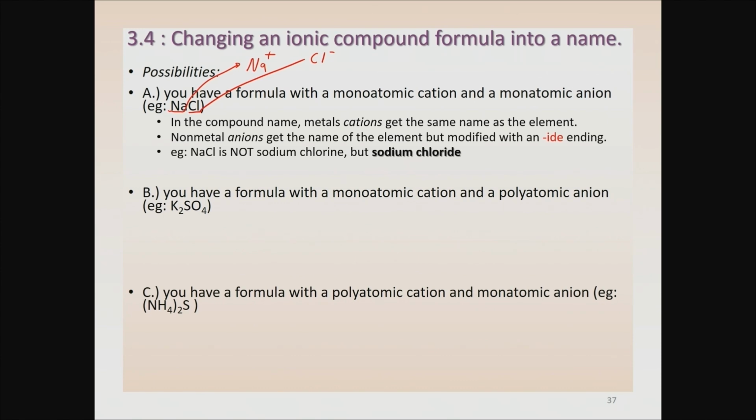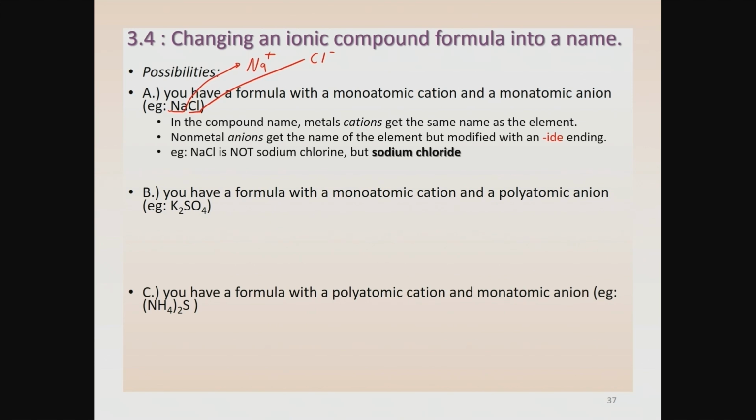Okay, so another class of ionic compounds that you might be looking at is a formula where you have a monatomic cation matched with a polyatomic anion. So we have an example there with K2SO4. So I'm kind of hoping that you remember that the K there, the potassium, is a monatomic cation. It is K+, while the SO4 there is a polyatomic anion. So it's SO4 and it has a 2- charge.